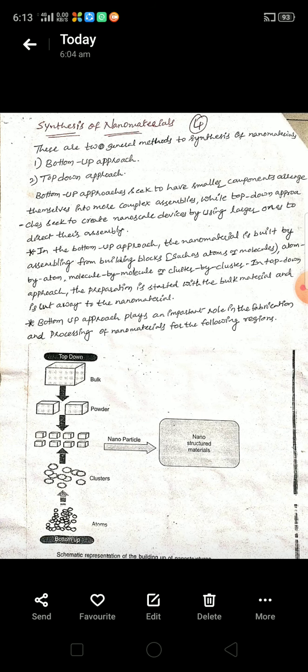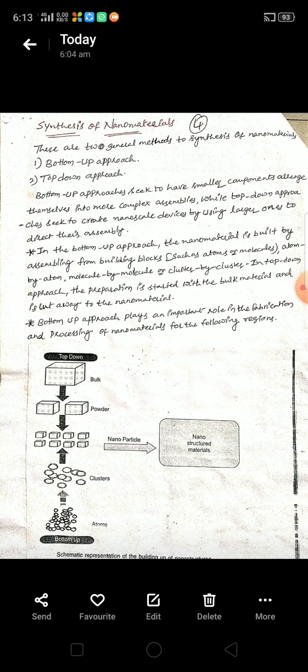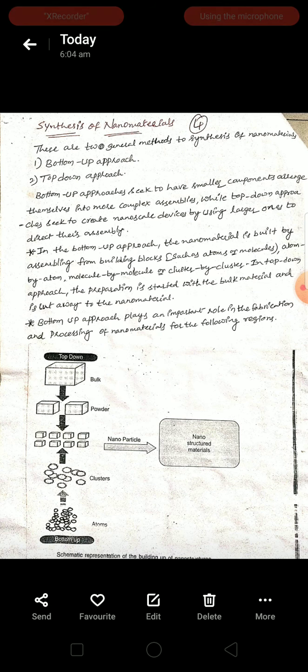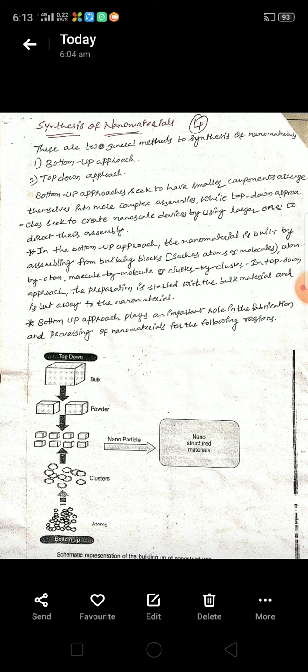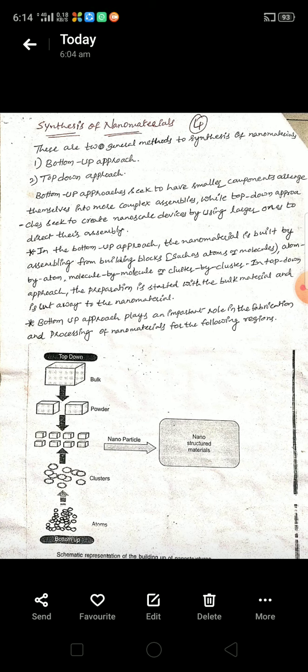In the bottom up approach, the larger material is formed from the bottom by combining atom by atom, molecule by molecule, or by cluster. But in the top down approach, the bigger nanomaterial is cut down into smaller nanoparticles or nanomaterials. This is all about the bottom up approach and top down approach.